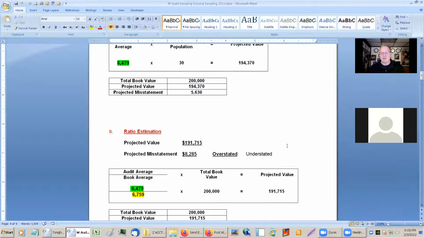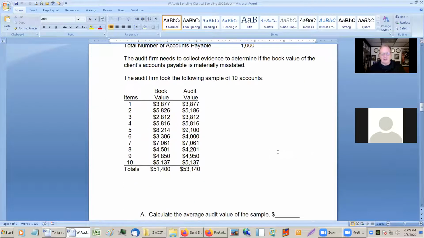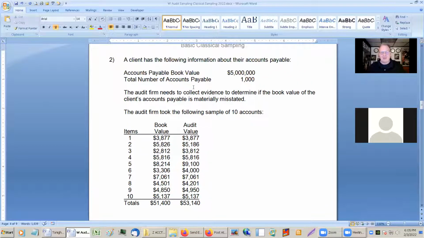I didn't put them in just because, for instance, when you get to the CPA exam, it's not going to be like that. They're not going to give you the data and say, here you go, figure it out. Okay. So let's go to number 2.